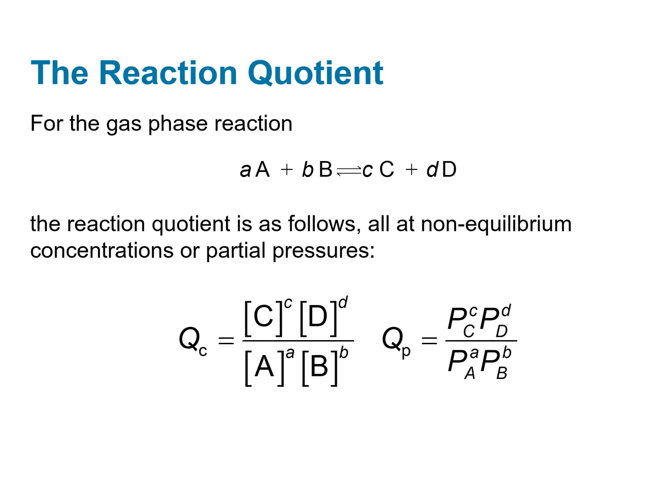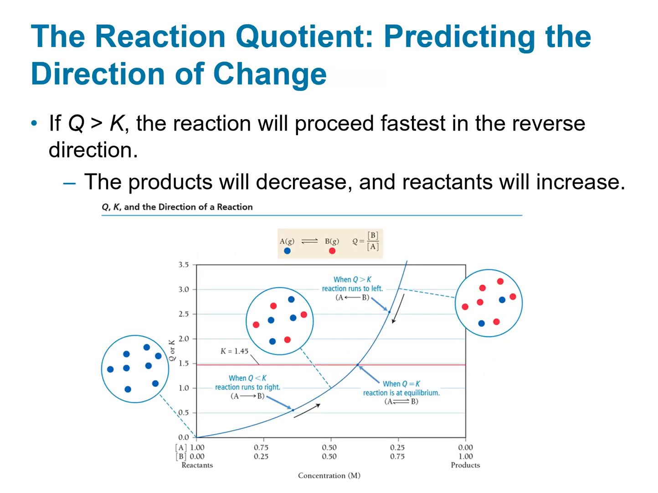So for everything in gas phase, for our generic A plus B goes to C plus D scenario, just like we would calculate K, we can calculate Q, either for concentrations, where it's Q sub C, or using partial pressures, Q sub P. And I'm not going to go through actually calculating Q because it's exactly like calculating K, but just at non-equilibrium conditions. How do we use Q to predict direction of change?